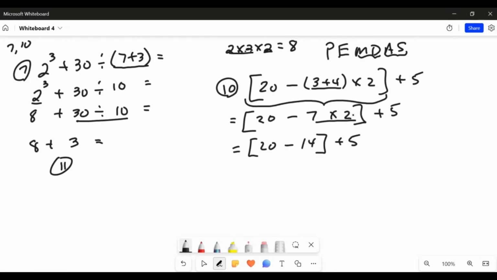We change one thing at a time. Then inside the brackets, any parentheses? No. Exponents? No. Multiplication or division? No. Addition, subtraction? Yes. So 20 minus 14 is 6. That will be the only thing left inside the brackets. So I'm going to drop the brackets. And then 6 plus 5 is 11.